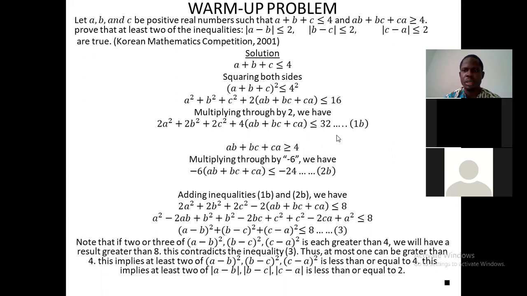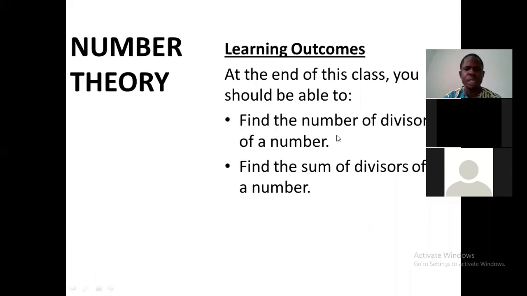At the end of the class, you should be able to find the number of divisors of a number. I won't go into the second objective today because of time. I'll just stick with the first objective: finding the number of divisors of a number. Funny enough, it sounds simple. It sounds like I know this thing. At the end of the class, you see whether you actually write about what you're saying in your mind or you're not. So let's quickly lay some foundation.